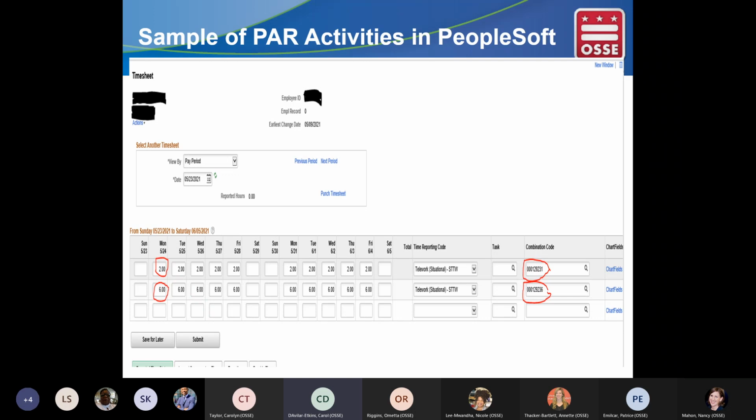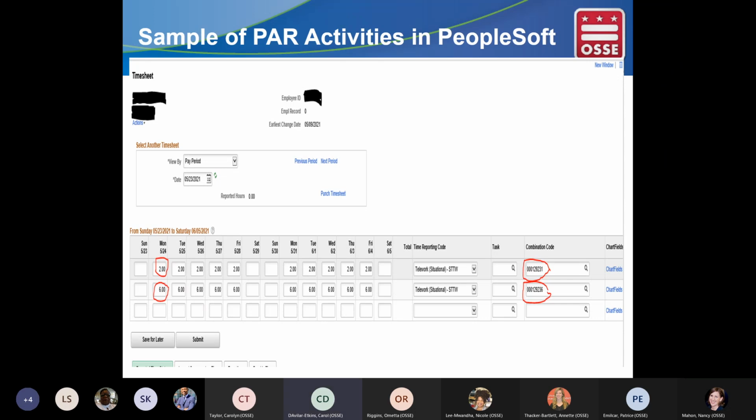And say, for example, you're getting 25% of your salary paid with Title I, then in the first line you would put 2 hours for Monday, Tuesday, Wednesday, Thursday, and Friday. And you enter that code, and the code that we would provide you with would align itself with, say, Title I funds.